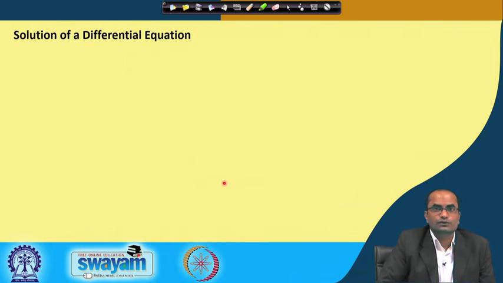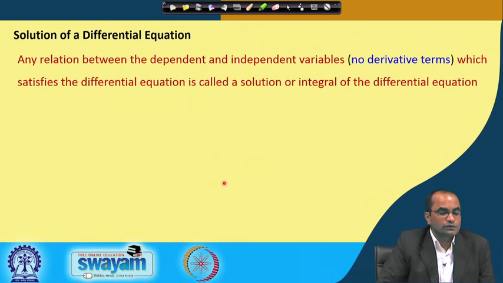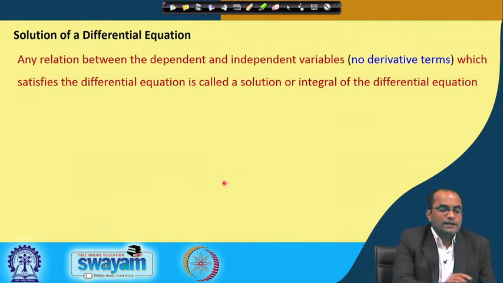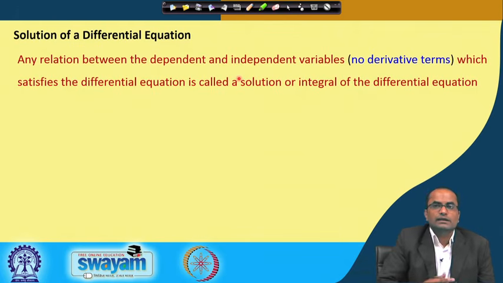Now, coming to the solution of the differential equation. Any relation between the dependent and independent variables without the derivative terms, because in the solution we do not want to see derivatives as in the differential equation, which satisfies the differential equation is called a solution or the integral of the differential equation.